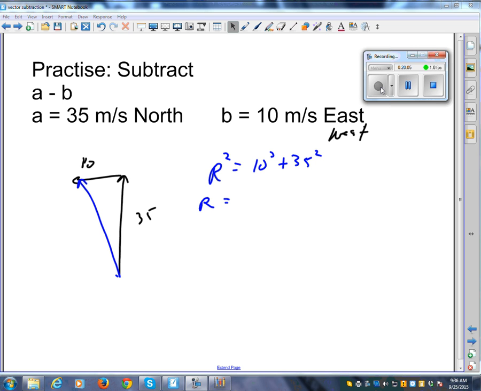R becomes the square root of 10 squared plus 35 squared, which is 36.4, which is only a little bit more than 35, right? Because 35 is so much bigger than 10. Find theta. Remember, theta is where you start.